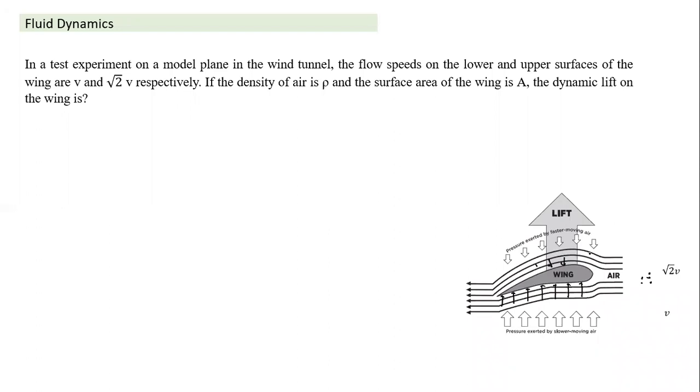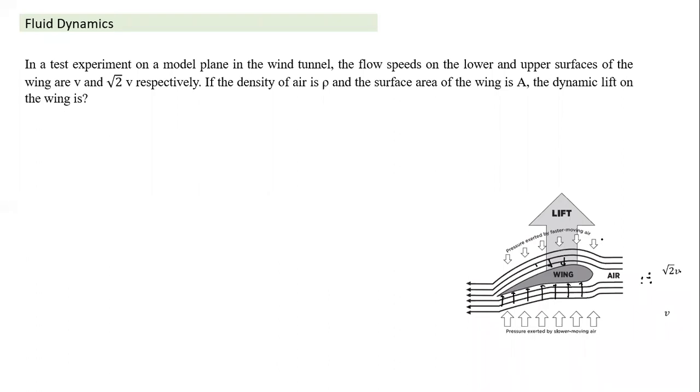More flow is directed to the upper side. In this case, what is given? The velocity of air very close to the wing on the upper side is root 2 v, and the velocity of air in contact with the wing on the lower side is v. So when kinetic energy is greater, by applying Bernoulli's law, if one form of energy is greater, some other form has to be smaller. So if kinetic energy is greater, the pressure energy is smaller.